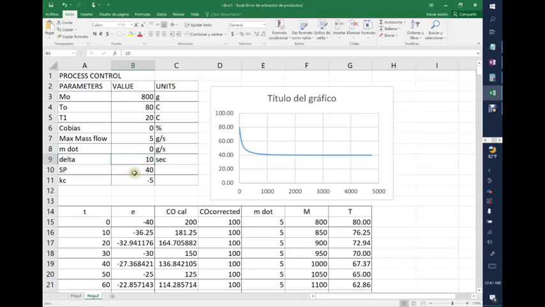Delta T is going to be 10, the set point is going to be 40, and the Kc value is minus 5 as calculated last time. You end up with this table in which you have time, the error, and the value that you calculate, and that value needs to be corrected. If it's above 100, you set it to 100. If it's below 0, you set it to 0, as shown here. Then the mass flow and the total mass in the reactor, according to the flow that you're using, need to be adjusted, and eventually the temperature within the reactor.